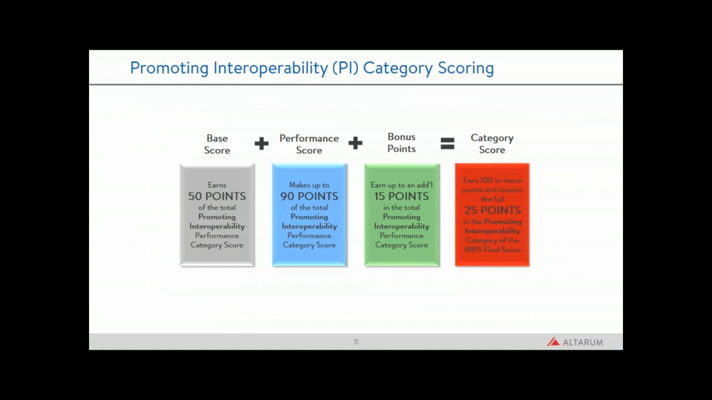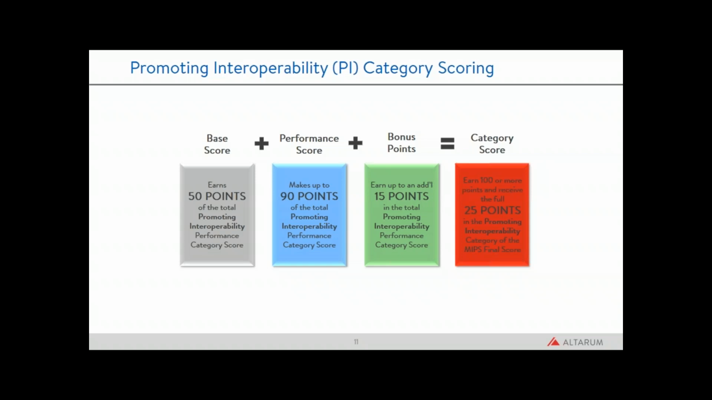So now we'll get into the different performance categories. We're going to start off with the promoting interoperability, or PI, category scoring. Again, this is what was called ACI last year, and really it's just meaningful use with some different scoring and a little bit of shifting in the measures.